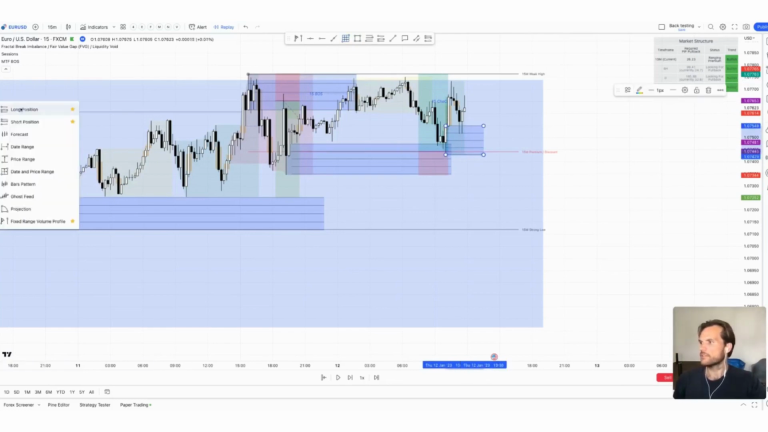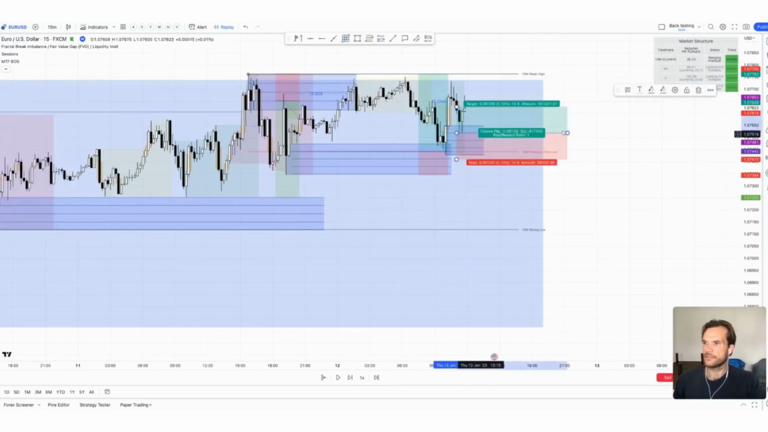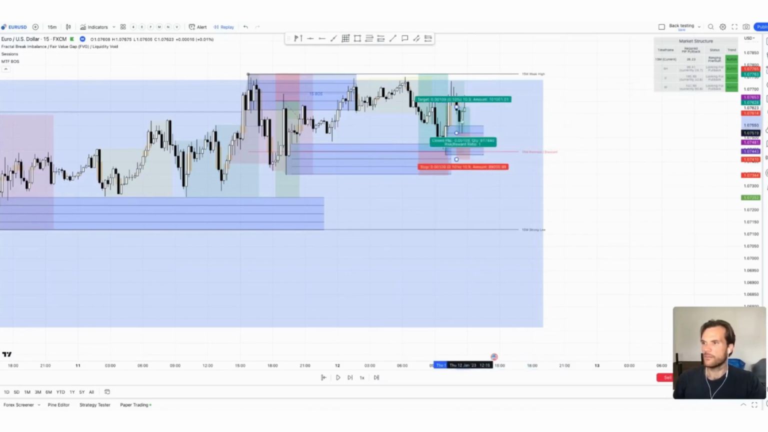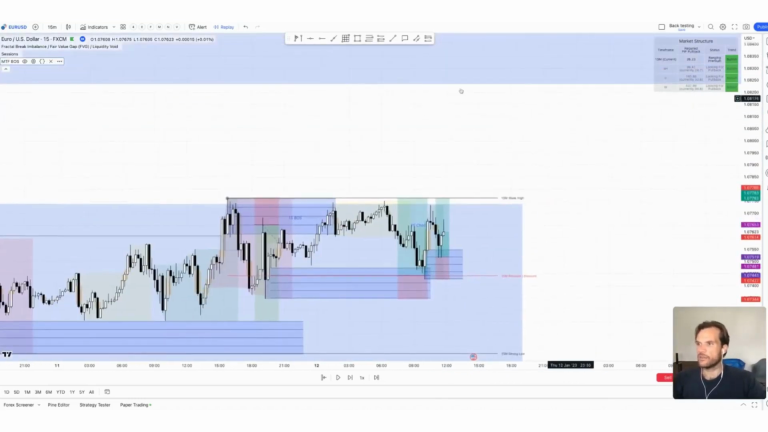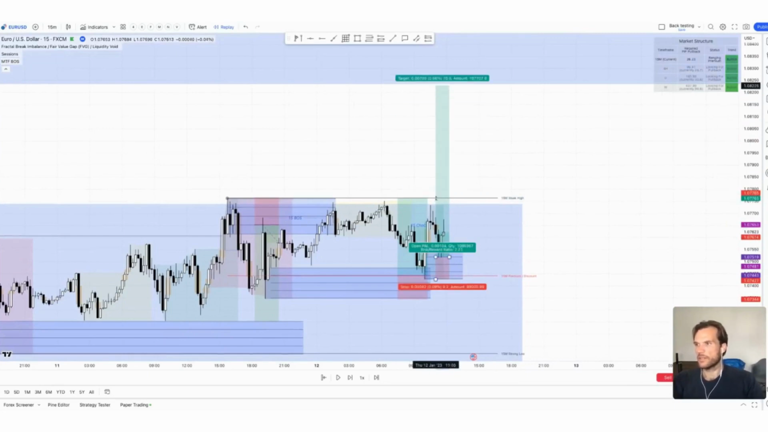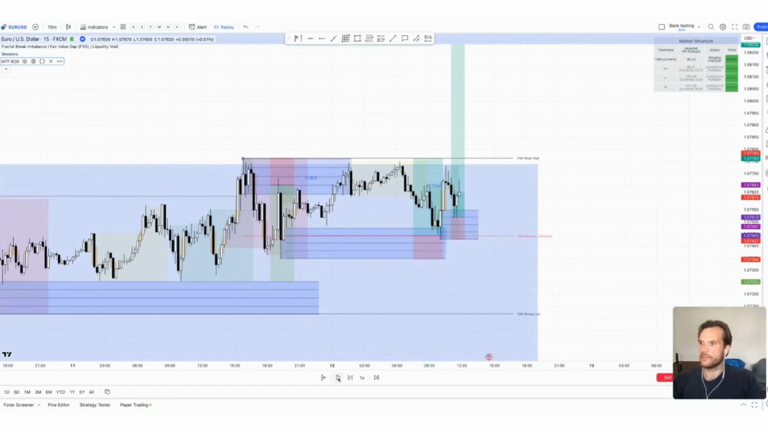The only thing with this entry is the risk to reward might not be there. Let's have a look. Yeah, it's pretty low. So you might look and be like, okay, I'm in this one, I need it to go here for it to be worth my while. How realistic is that? So let's just see.